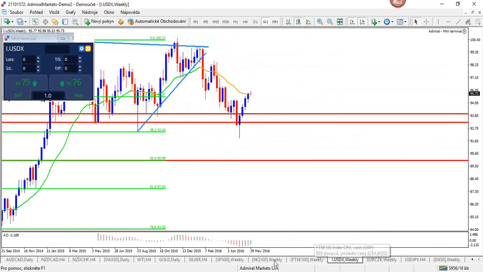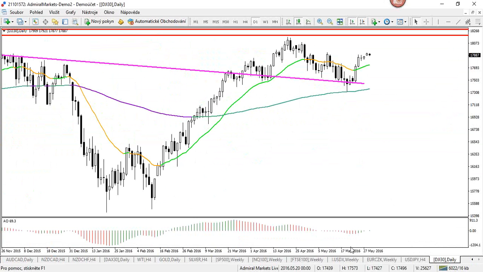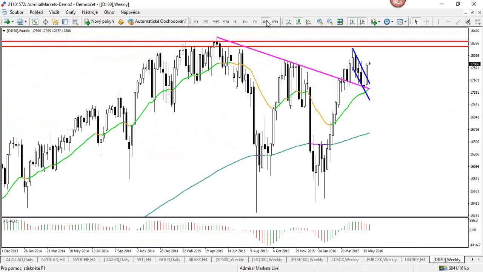Let's see. Dow Jones maybe still. Bullish candle last week. Hook back to the broken resistance, bounced off of it. Broke the bull flag as well. But resistance is still very nearby. Let's see how price responds to that.